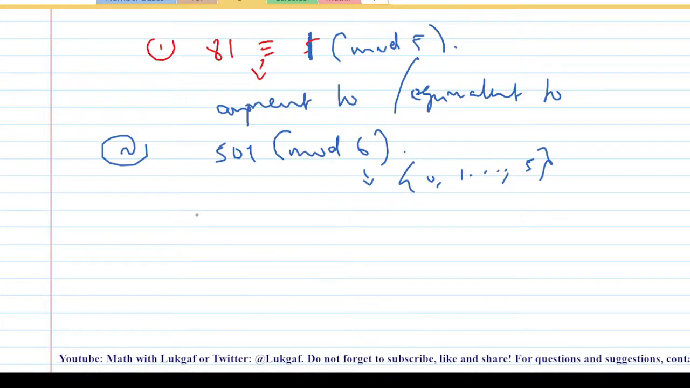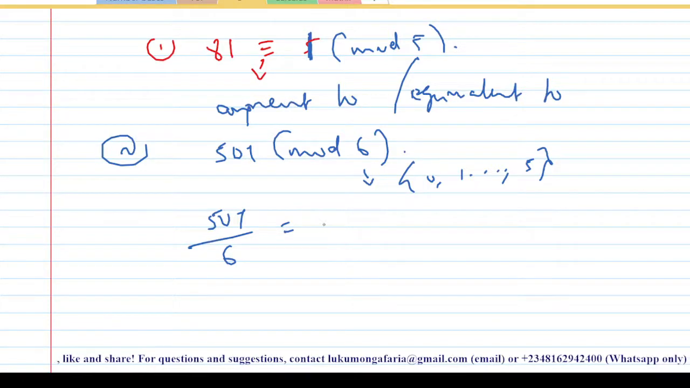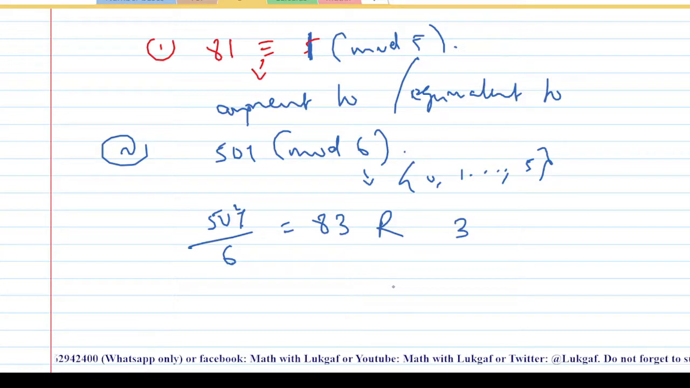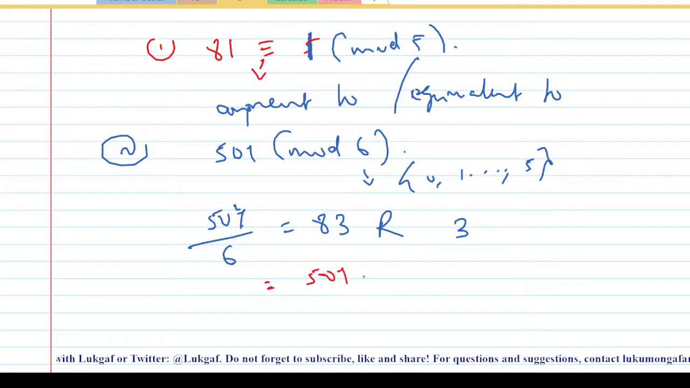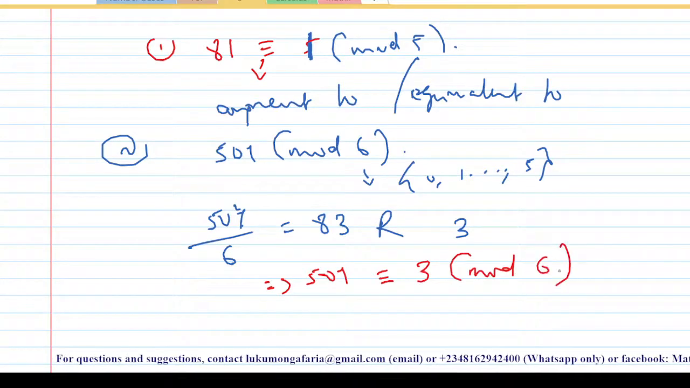It is a residue. And to simplify this, don't forget you are going to divide by the modulo. How many 6s are you going to see in 50? That is 8, remainder 2. So 6 is 21. I think that is 3, right? Remainder 3. So 6, remainder 3. Don't forget we are working in modular arithmetic and we are only concerned with the remainder. Then you can say your 501 is congruent to 3 under modulo 6.